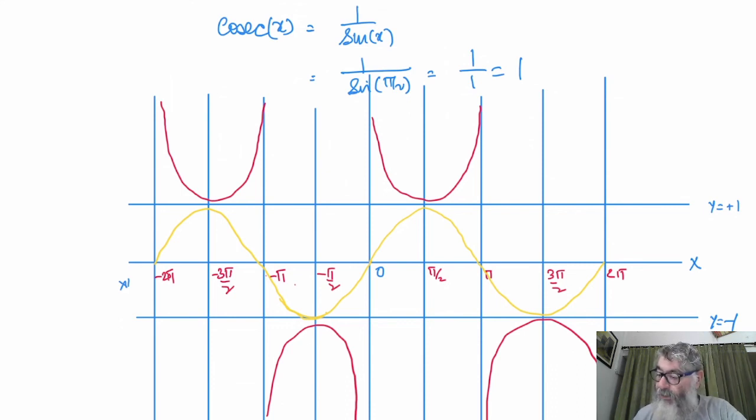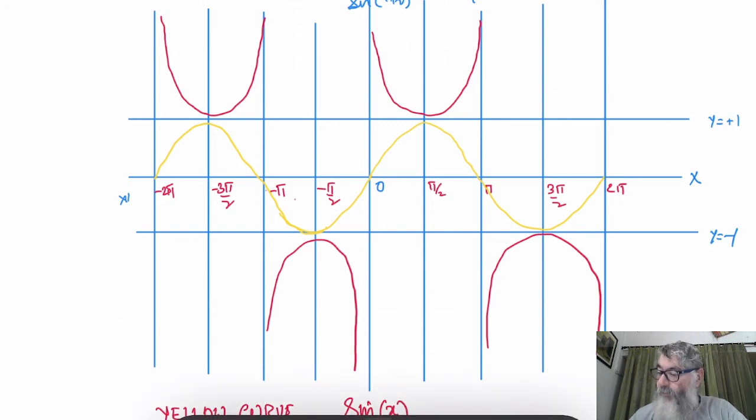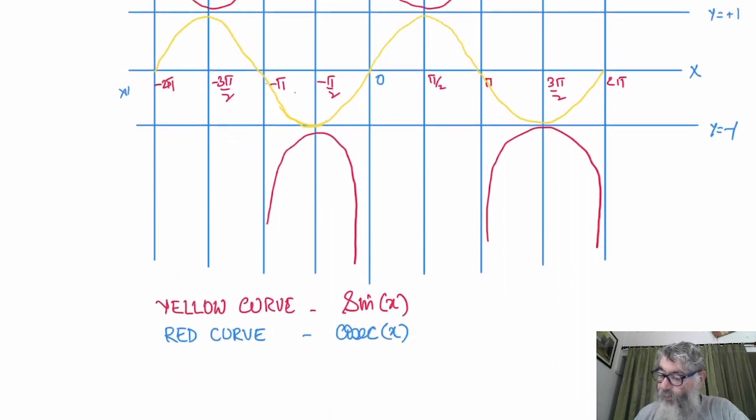So this yellow curve is of sine x, and the red curve represents cosec x. What is the domain?